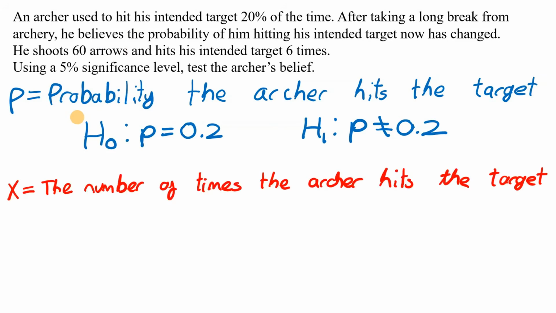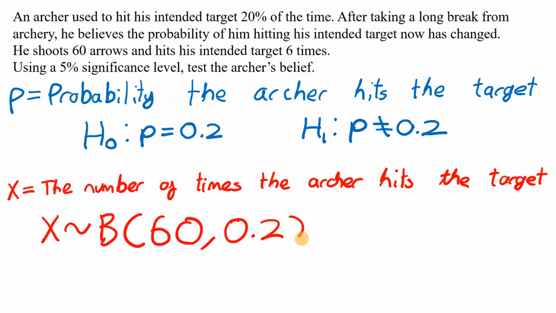Okay? So remember the second step, we need to set up the binomial distribution. So let's say that capital X is equal to the number of times the archer hits the target. So this can be modelled using a binomial distribution. So n, we're told he shoots 60 arrows, so therefore n is equal to 60. And the probability, we're going to assume that the probability of him hitting the target is still 0.2. So this is the binomial distribution that we're going to use here.